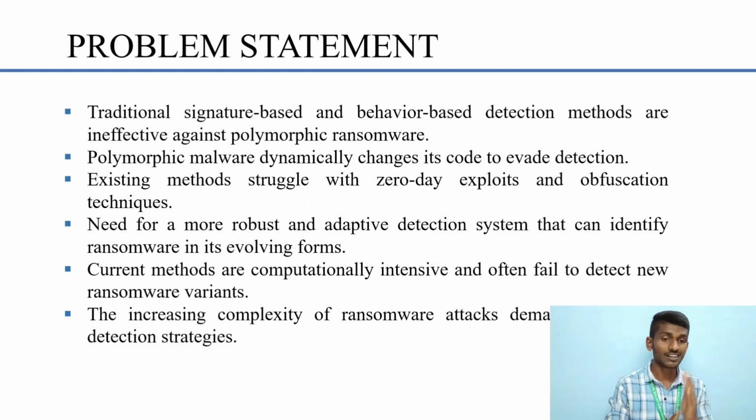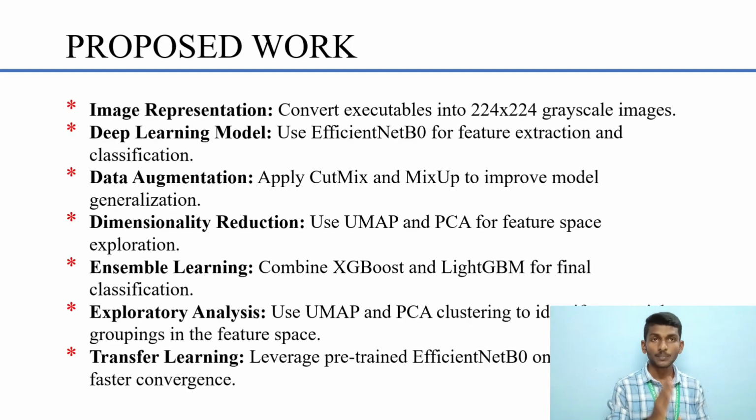Problem statement. As I already said to you, traditional signature based methods are not working well against the latest polymorphic ransomware. So existing systems are lacking. We need to implement more techniques, we need to implement deep learning, and then we need to find the ransomware early before it attacks us. So here is the proposed work.